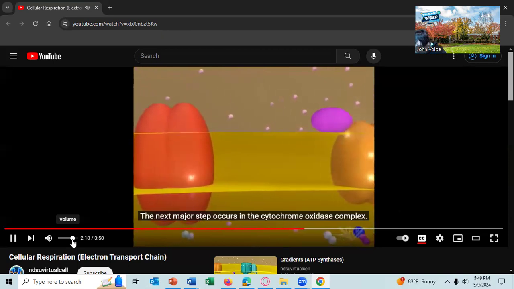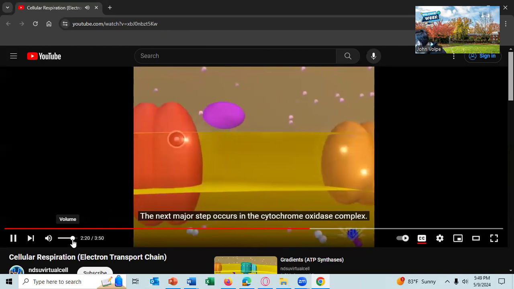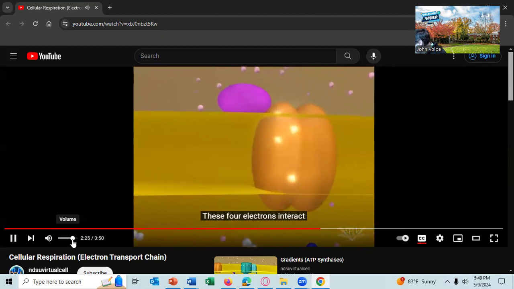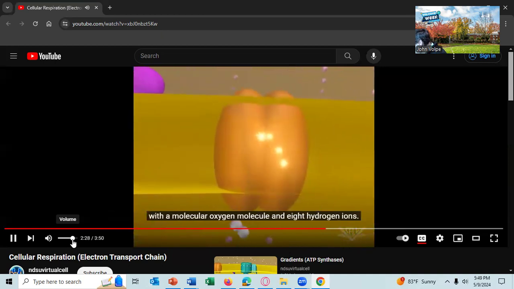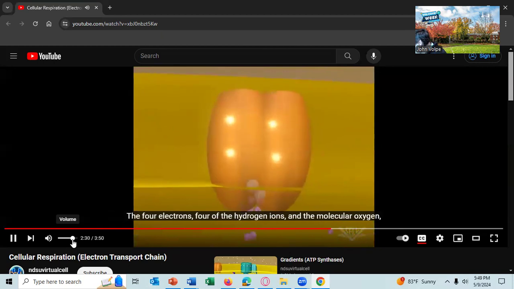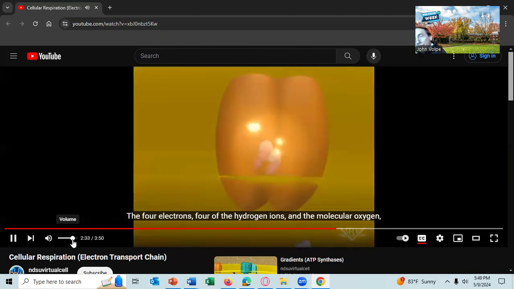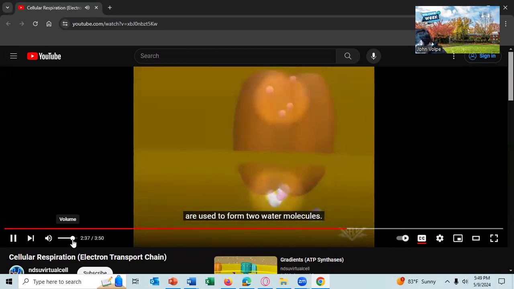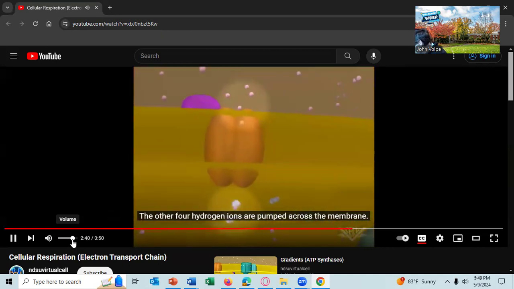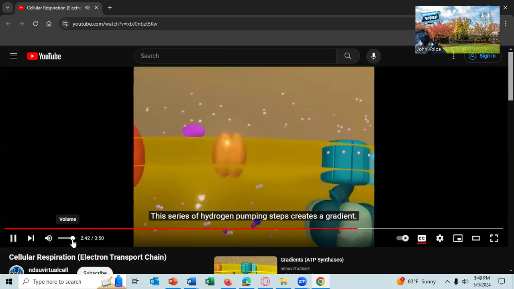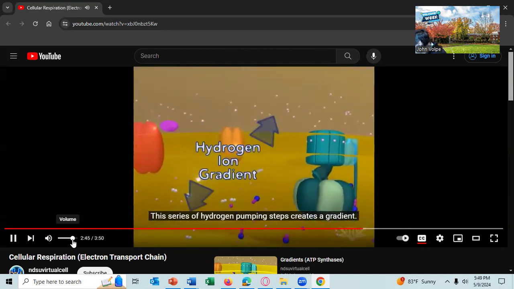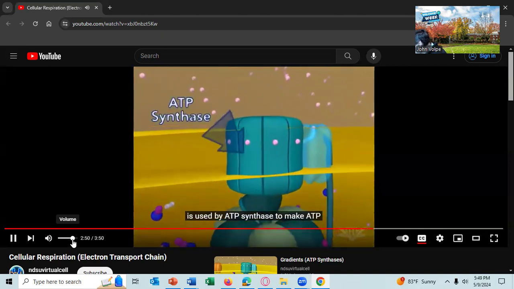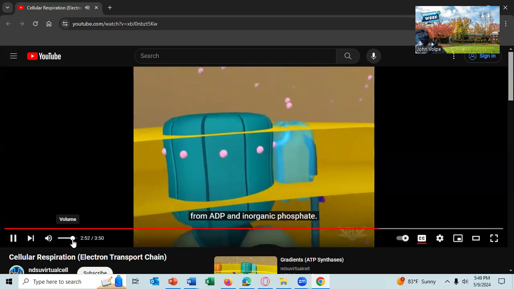The next major step occurs in the cytochrome oxidase complex. This step requires 4 electrons. These 4 electrons interact with a molecular oxygen molecule and 8 hydrogen ions. The 4 electrons, 4 of the hydrogen ions, and the molecular oxygen are used to form 2 water molecules. The other 4 hydrogen ions are pumped across the membrane. This series of hydrogen pumping steps creates a gradient. The potential energy in this gradient is used by ATP synthase to make ATP from ADP and inorganic phosphate.